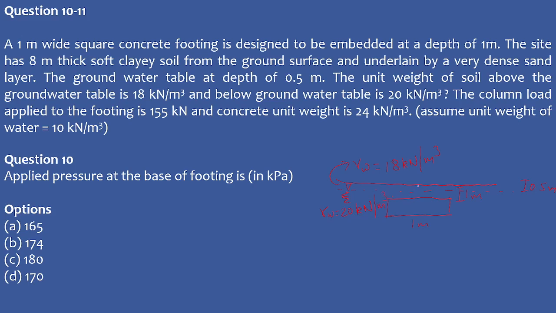The column load is given, means if this is the footing, the load here is 155 kilonewton, and the unit weight of concrete is given as 24 kilonewton per meter cube. So we need to calculate what is the applied pressure at the base of the footing. So first part is how much pressure is applied here.